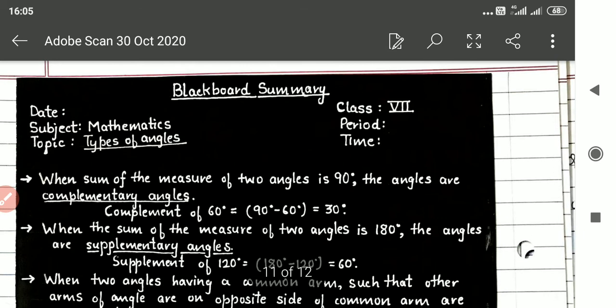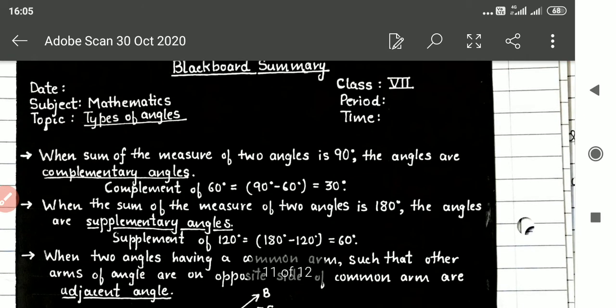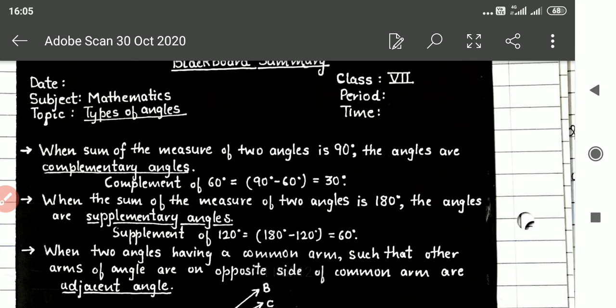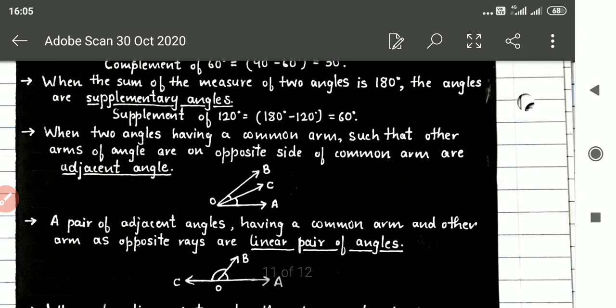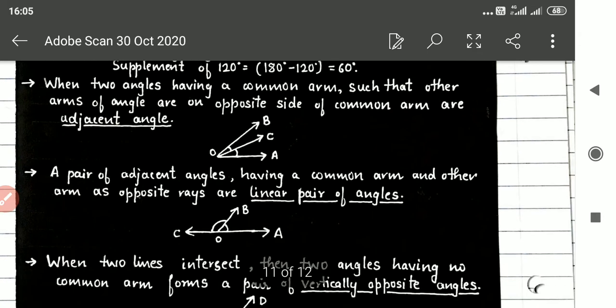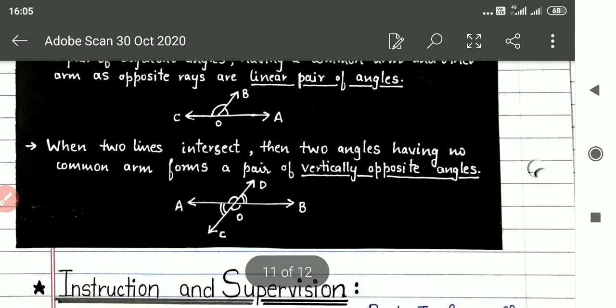Now this is the blackboard summary. You can see whatever was written in the blackboard work column has been transferred to this blackboard summary, and you can see a black chart paper has been stuck and it is written with a white silver pen. Very nice presentation.